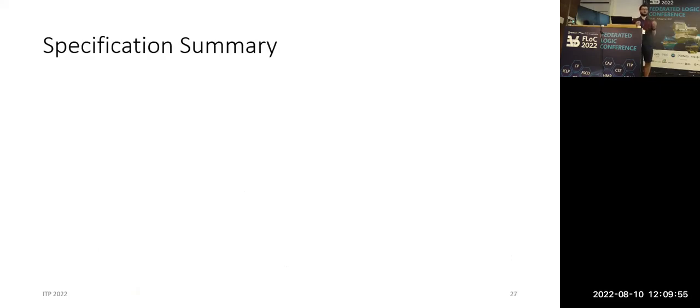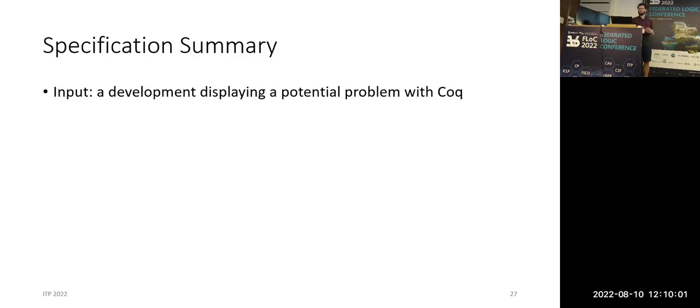I want to talk now about what exactly we want the minimizer to do, what the specification is. The input is that we want to point the minimizer at a development displaying a potential problem with Coq. And I say potential here because it's not always clear what is a bug in Coq and what is a bug in your understanding of Coq. For example, if you say, Coq, please replace 1 + 1 with 2, and there's a 1 + 1 in your goal, and Coq says, I can't find 1 + 1, maybe you think, well, obviously that's a bug.